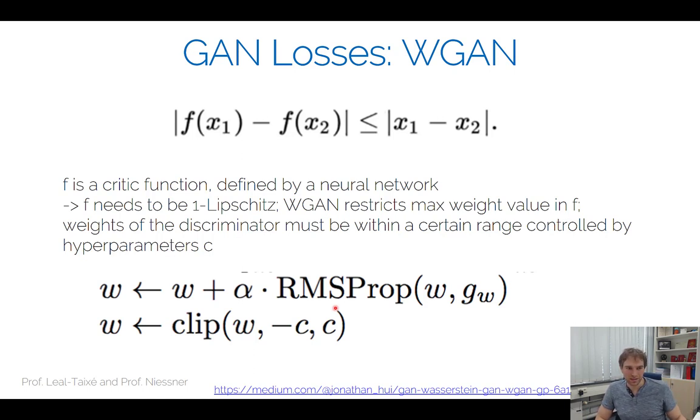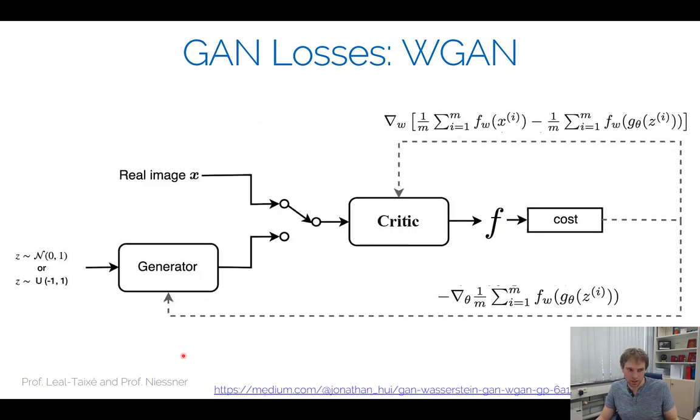Okay, so this is controlled by this hyperparameter C, and the weights are still being updated off this critic function. Again, this is just for the critic here. This F will become a critic function, or is a critic function now, that we model as a neural network. We want to optimize the parameters of the neural network with RMSprop. We do clipping, and what we're optimizing now is both a generator and a critic. And this is what's happening here.